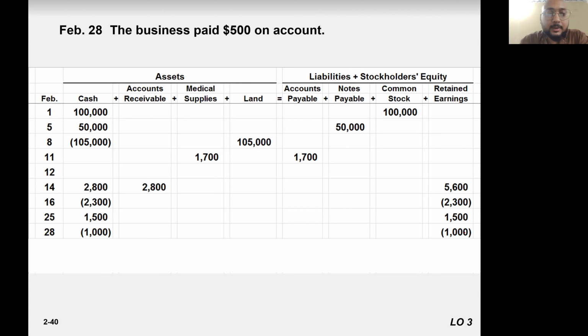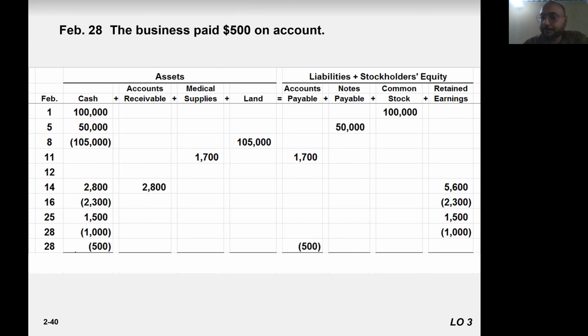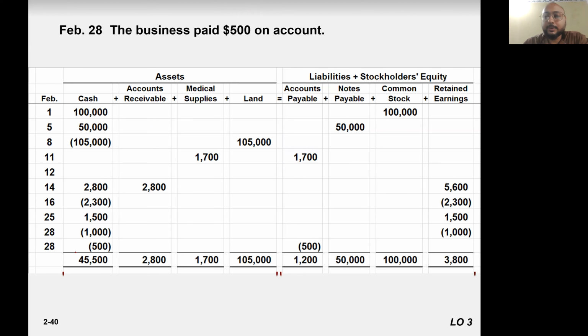On the same day, the 28th, the business paid 500 on account. So 500 paid to the supplier. Supplier, we have to pay 1,700, so from 1,700 we paid 500. Our liability decreased by 500 and we pay cash 500. Here we go, right? So this is our total.